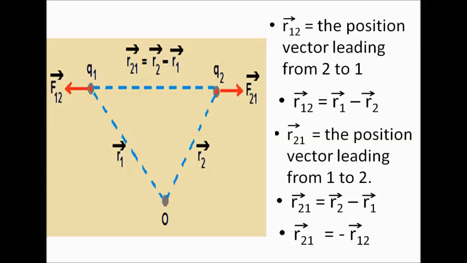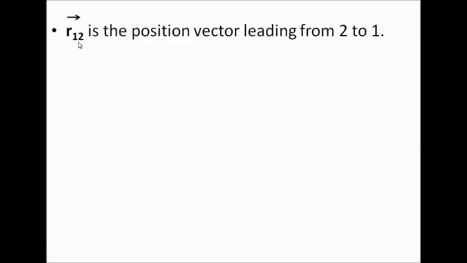Okay. So, these are the vectors presented in this diagram. We have F12 force and F21 force. F12 is the force experienced by Q1 due to Q2. F21 is the force experienced by Q2 due to Q1. Similarly, R21 is the position vector leading from 1 to 2, and R12 is the position vector leading from 2 to 1.